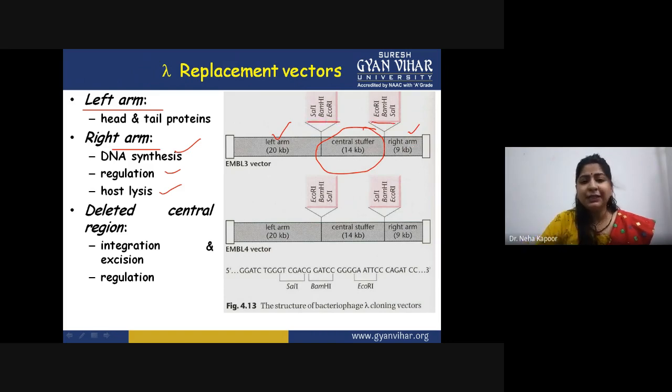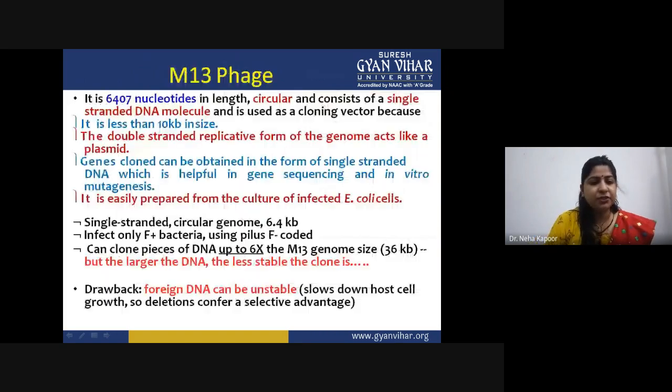You can use either of the restriction enzymes so as to replace it. This deleted central region is required for integration, excision, and regulation. So this part would be removed by cutting with the different restriction enzymes. So until this point, we covered lambda bacteriophage as a cloning vector.